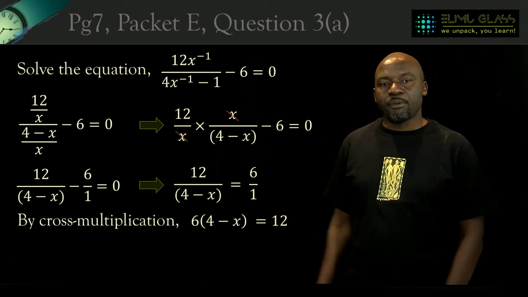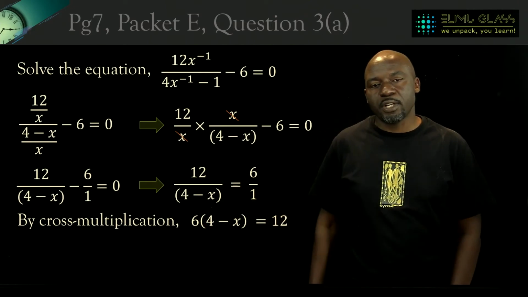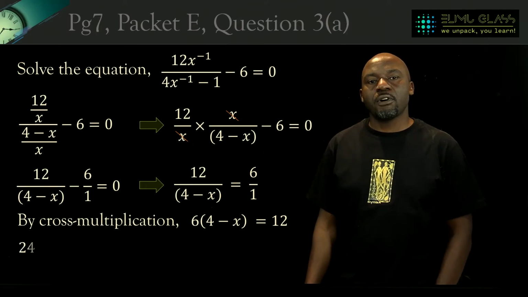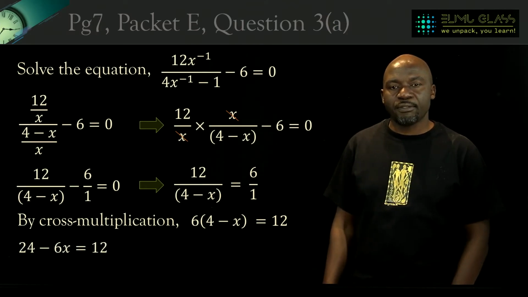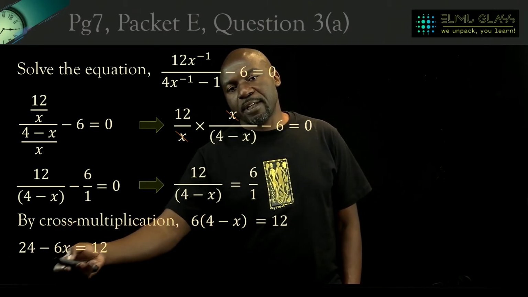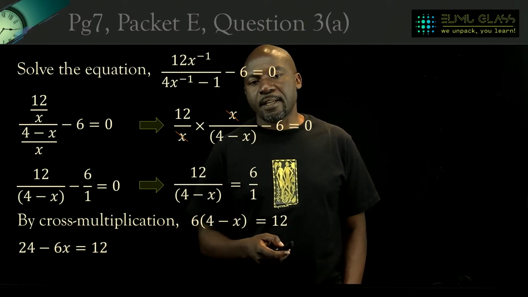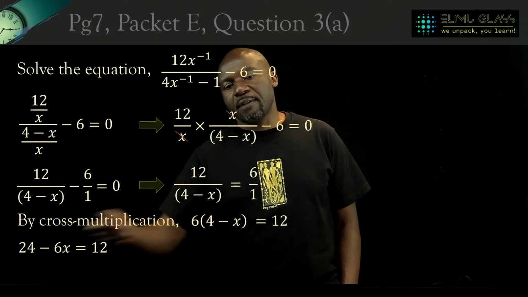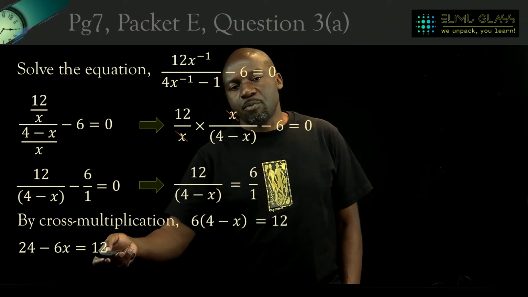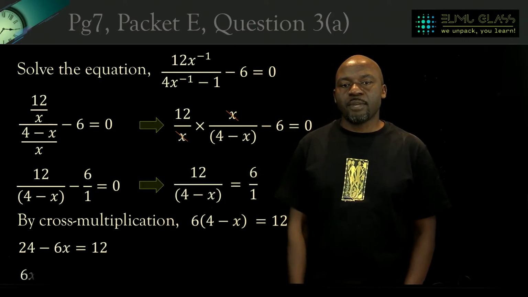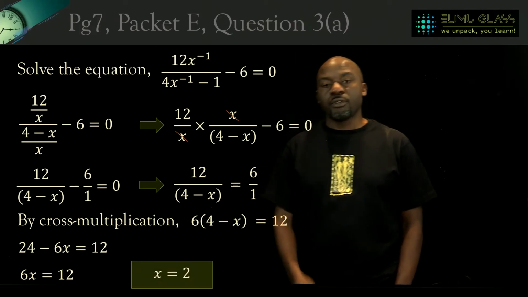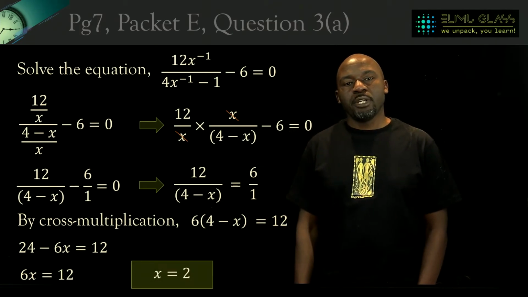And if you open that bracket, 6 times 4 is 24. 6 times x is minus 6x. So 24 minus 6x must be equal to 12. And if we rearrange that, we can rearrange it by moving the negative 6x to the right-hand side and moving the 12 to the left-hand side. 24 minus 12 must be equal to 6x. So 6x must be 12. And x, if we divide both sides by 6, x will be equal to 2.